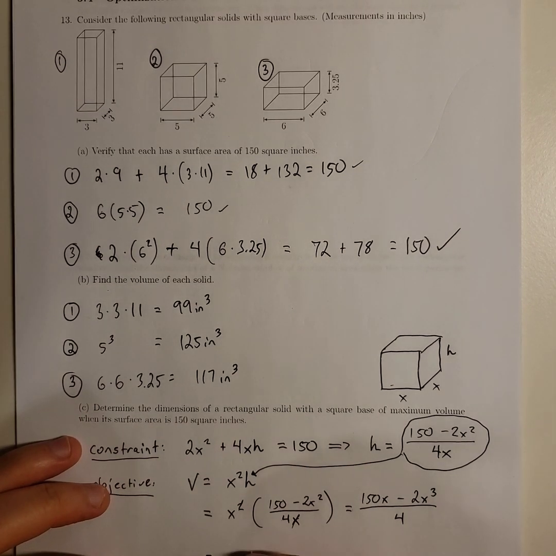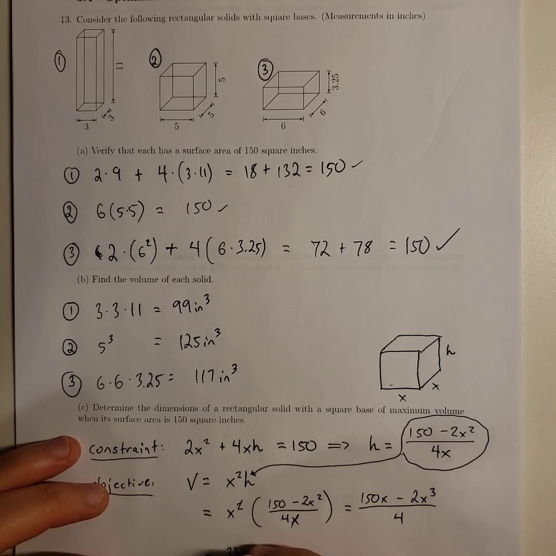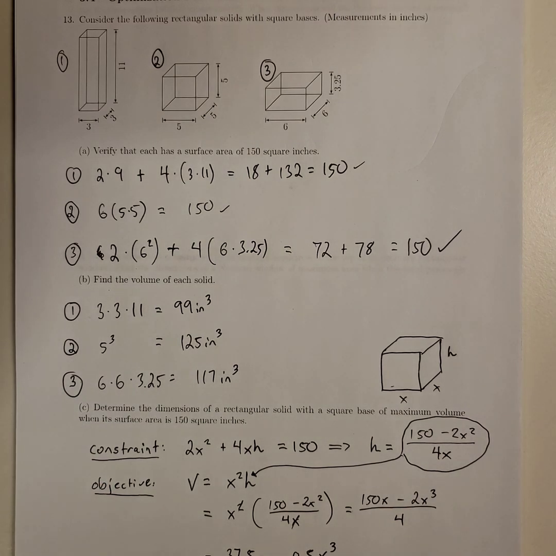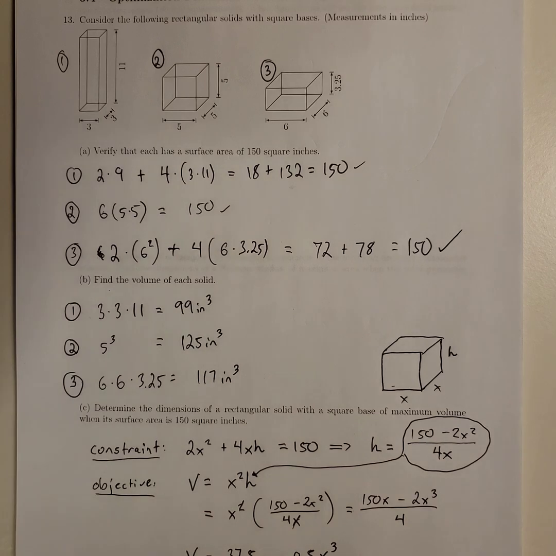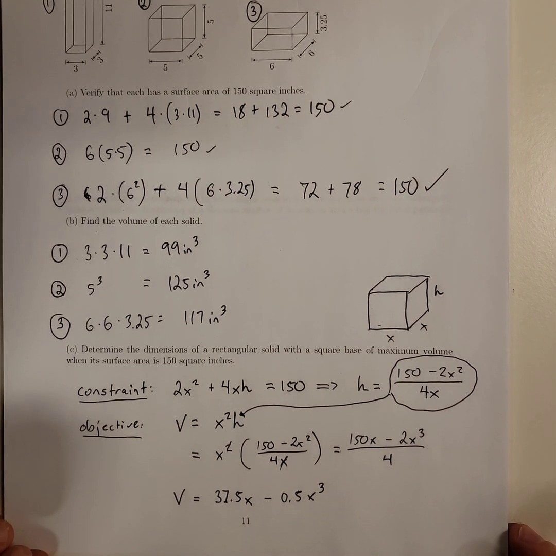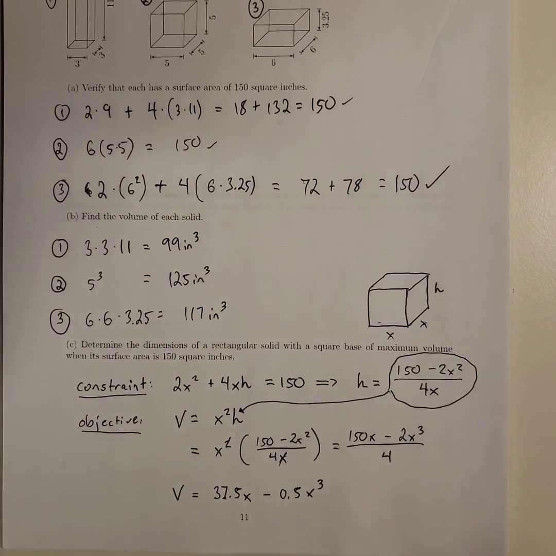So you'd have, I'm going to do things in decimals, 37.5x minus 1/2 or 0.5 x cubed. Okay, so now we have a formula for the volume. So this is still the same objective equation. It's still giving us the volume of this. But only in terms of x. It doesn't have h involved anymore.